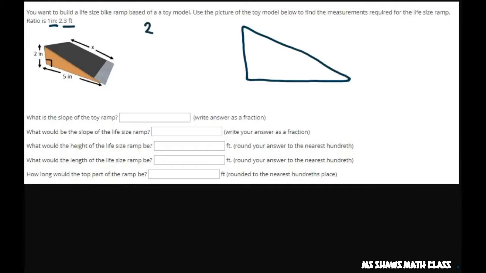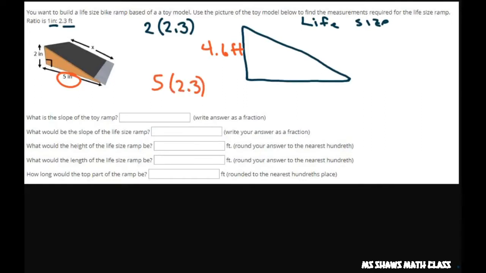So basically, I know 1 inch is to 2.3 feet. So I know 2 times 2.3 gives me 4.6. So I'm going to call this my life size one. Let me move this out a little bit. This is really 4.6 feet. And then if I multiply 5 inches to get the feet, 5 times 2.3, that's going to give you 11.5 feet. So this is the toy, and this is the life size.